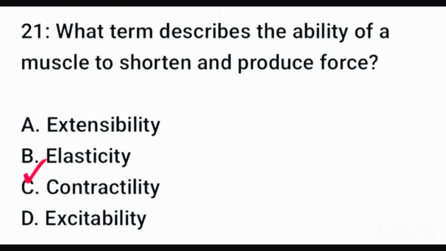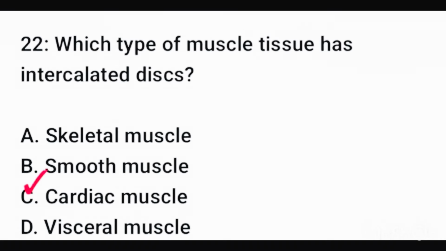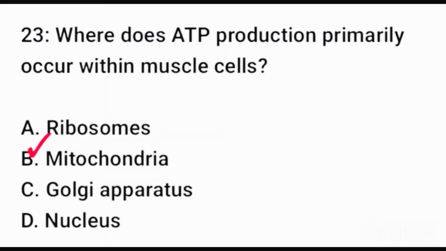Question number 21. What term describes the ability of a muscle to shorten and produce force? Correct option is option C, contractility. Question number 22. Which type of muscle tissue has intercalated discs? Right option is option C, cardiac muscle. Question number 23. Where does ATP production primarily occur within a muscle cell? Here correct option is option B, mitochondria.